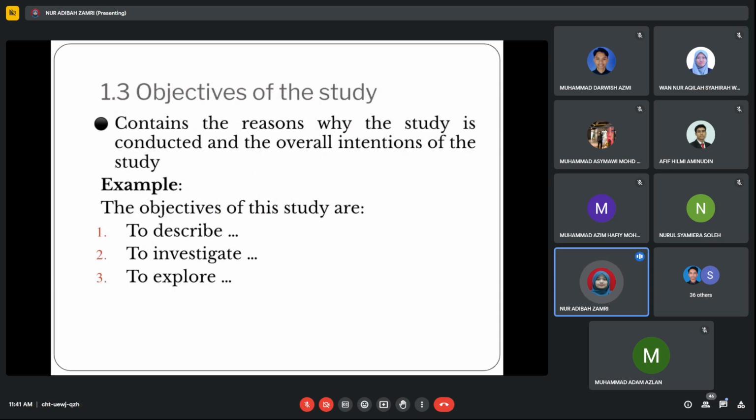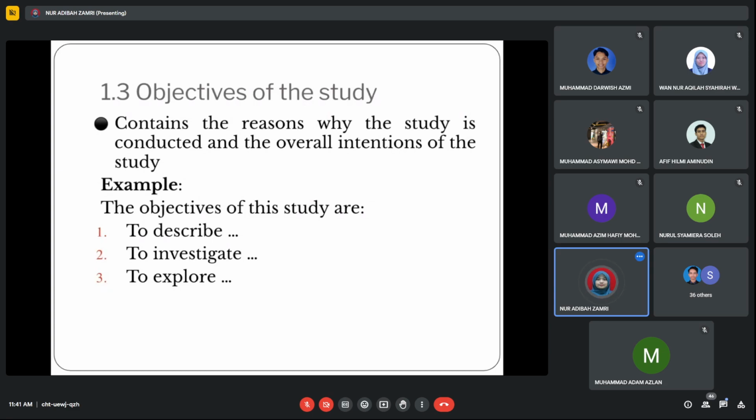And then next you need to have the objectives of the study. They contain the reasons why the study is conducted and the overall intention of the study. You have to think of at least, maximum, three objectives. For example, on social media addiction, you want to investigate the effects of social media addiction towards students. Number one is the effects. Number two is to investigate how to overcome this issue. So this is just an example.